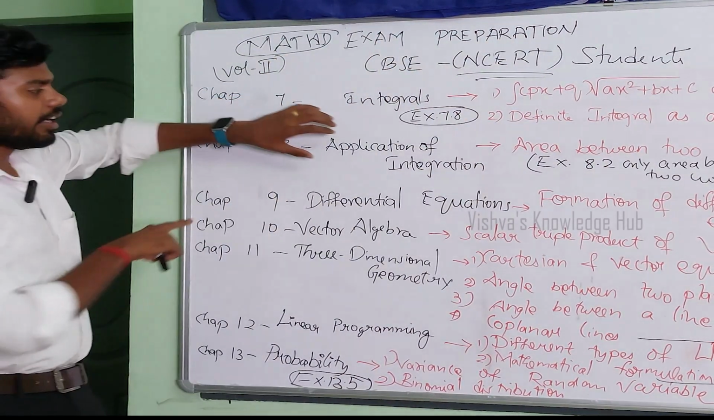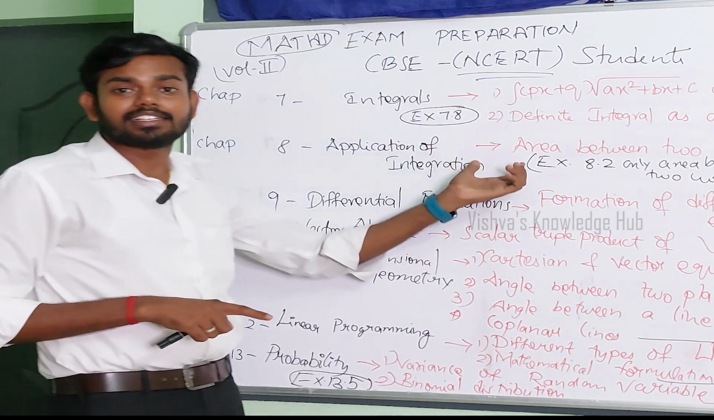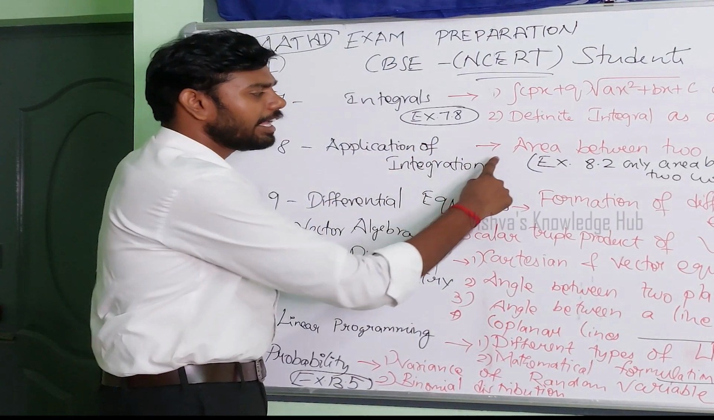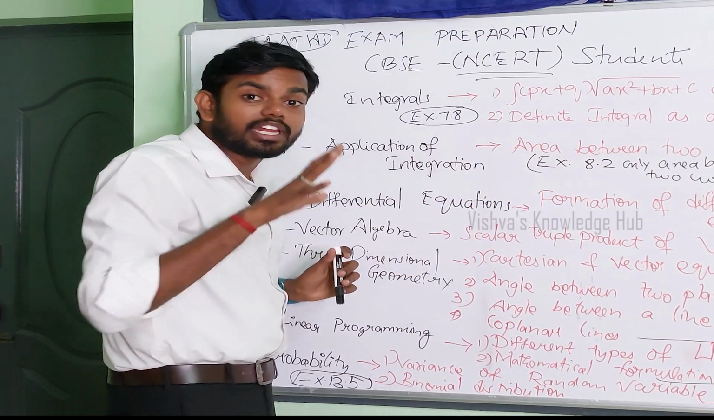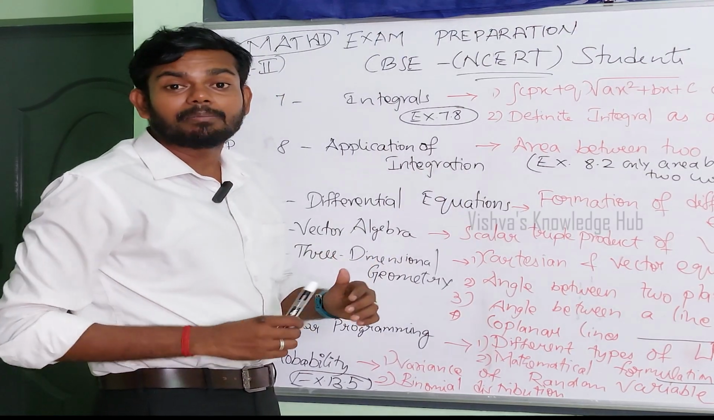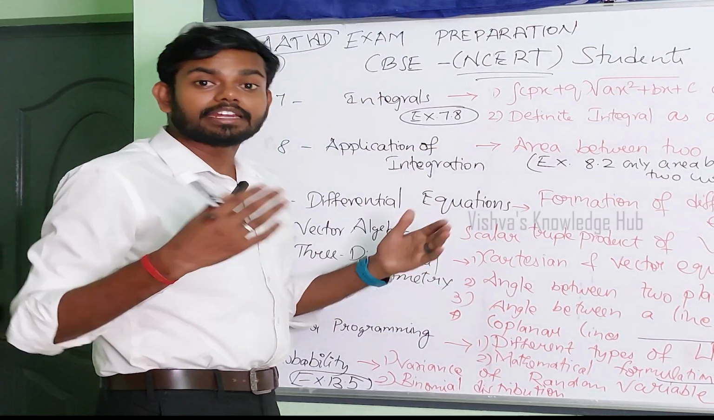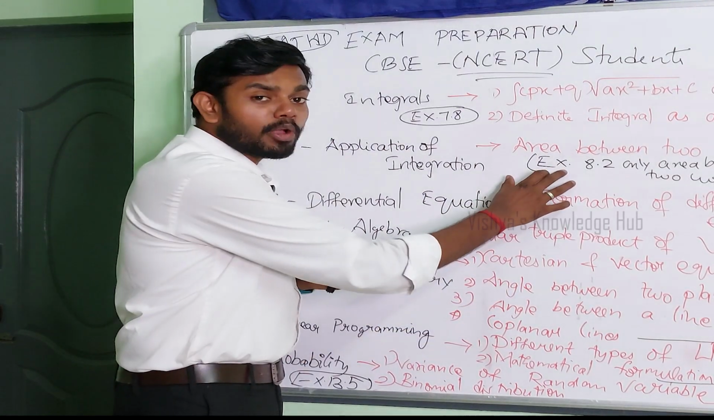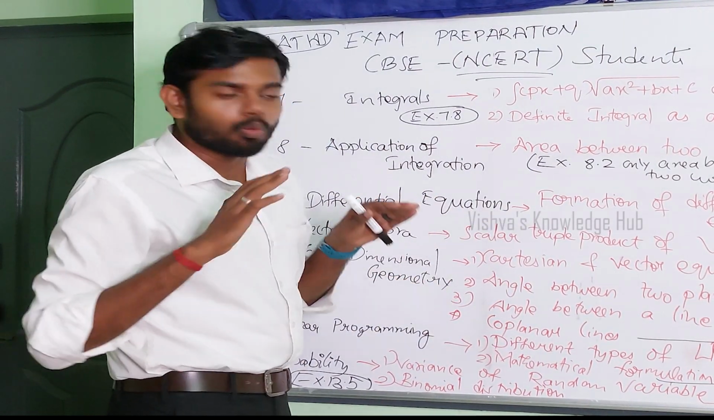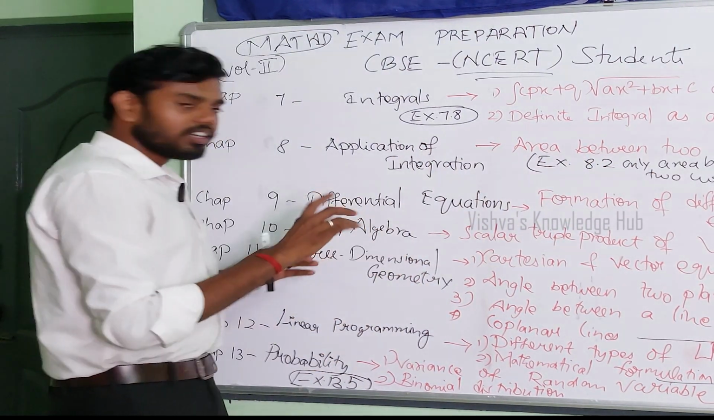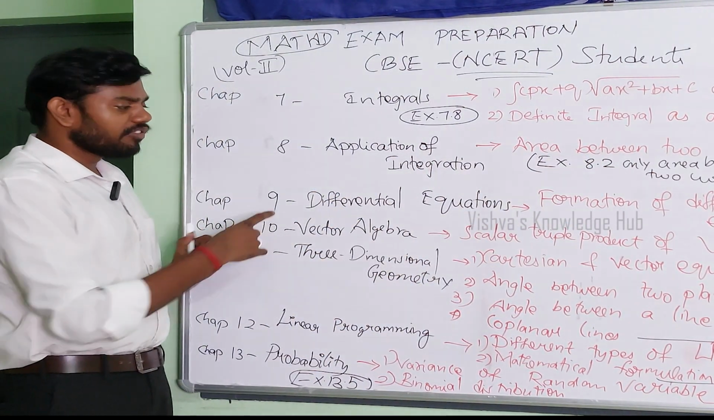In Chapter 8, application of integration, exercise 8.1 is entirely there, but many will have doubts that only the area between two curves is deleted, because in exercise 8.2 we have the area between a line and a curve. So please understand, 8.2 is not deleted; only the area between two curves is deleted. Is it clear?